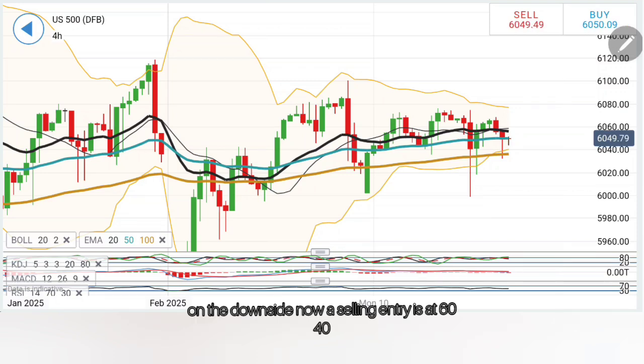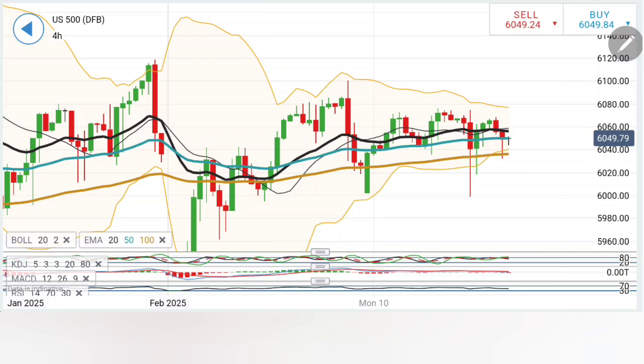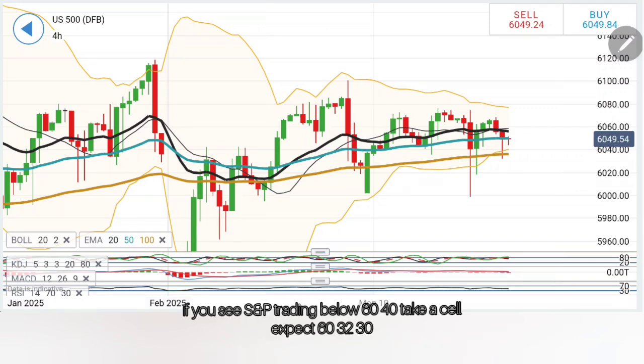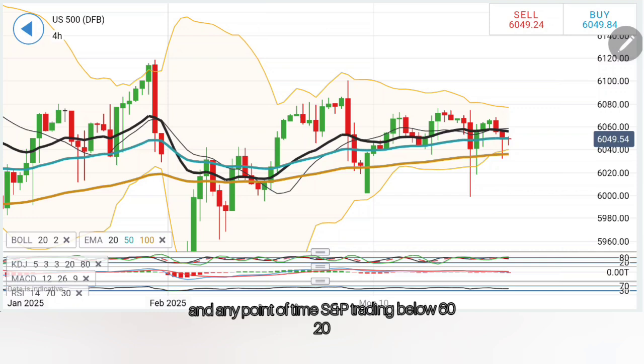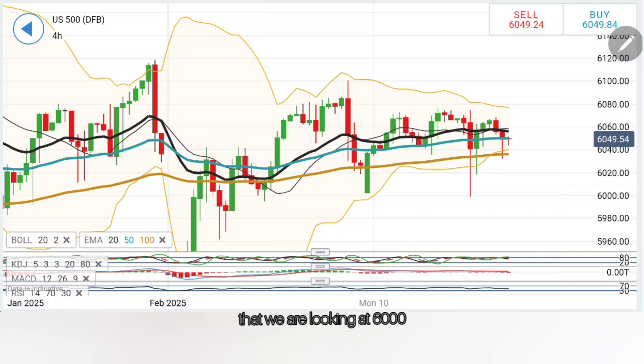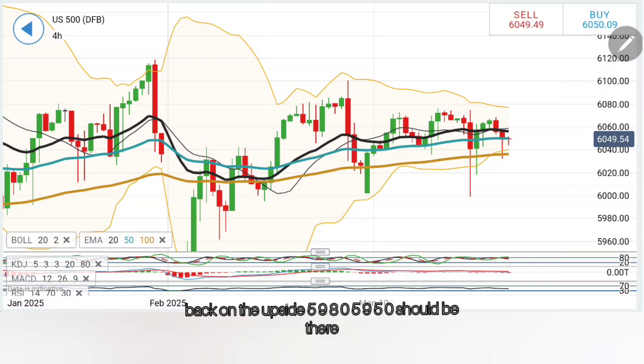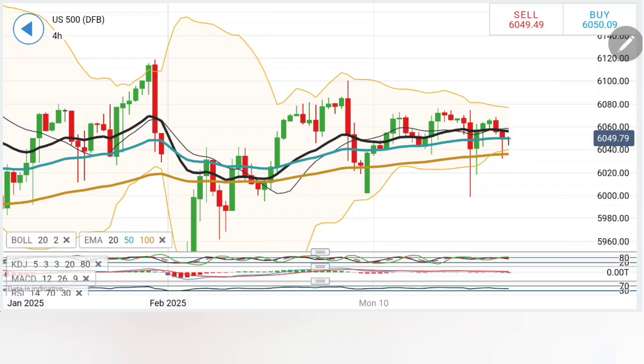On the downside, now a selling entry is at 6040. If you see S&P trading below 6040, take a sell, expect 6032, 30 first target zone, 6020 next. And at any point of time, S&P trading below 6020, chances will be high that we are looking at 6000, and a drop below 6000, there is no looking back on the downside. 5980, 5950 should be there. Trade accordingly. Let's move to Nasdaq 100.